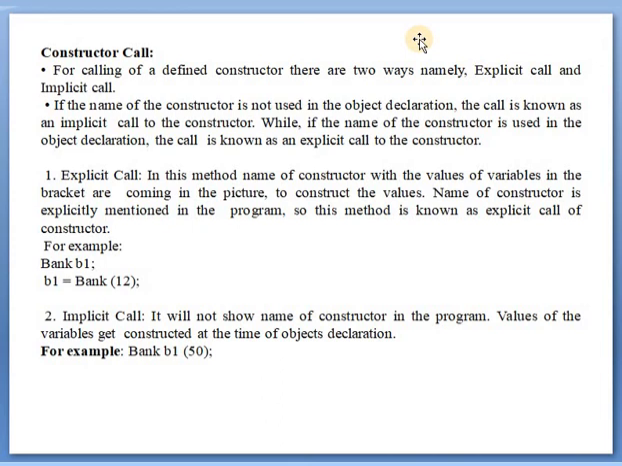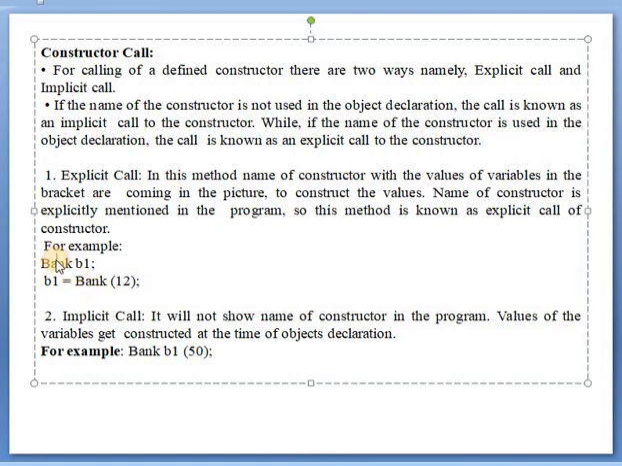In this method, the name of the constructor with the value of the variable in the bracket comes into the picture to construct the values. The name of the constructor is explicitly mentioned in the program, so this method is known as the explicit call of the constructor. For example, see here: Bank B1. Bank is a class name, B1 is an object, and after that B1 = Bank(12). Here Bank is the class name and this Bank is the constructor, and here we are explicitly calling the constructor: B1 = Bank(12).